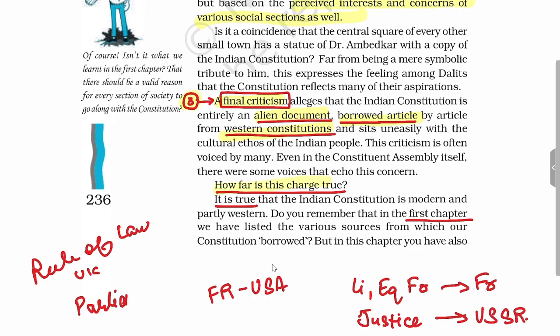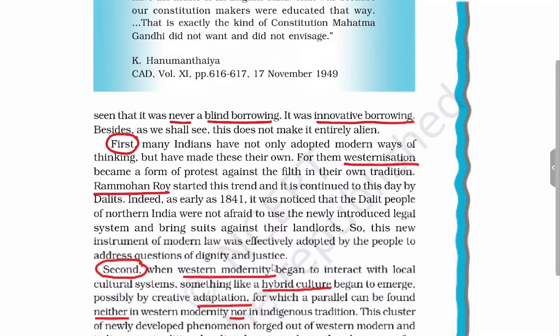If we see how far this charge is true, it is true. In the first chapter we have seen that various features of the Constitution of India have been borrowed from many countries, but it is not blind borrowing. It is innovative borrowing, because we have modified it to suit Indian culture. For example, we have adopted westernization, but not blindly. This trend was started by Raja Ram Mohan Roy, and to date it is continued by Dalits. You can go through this example.